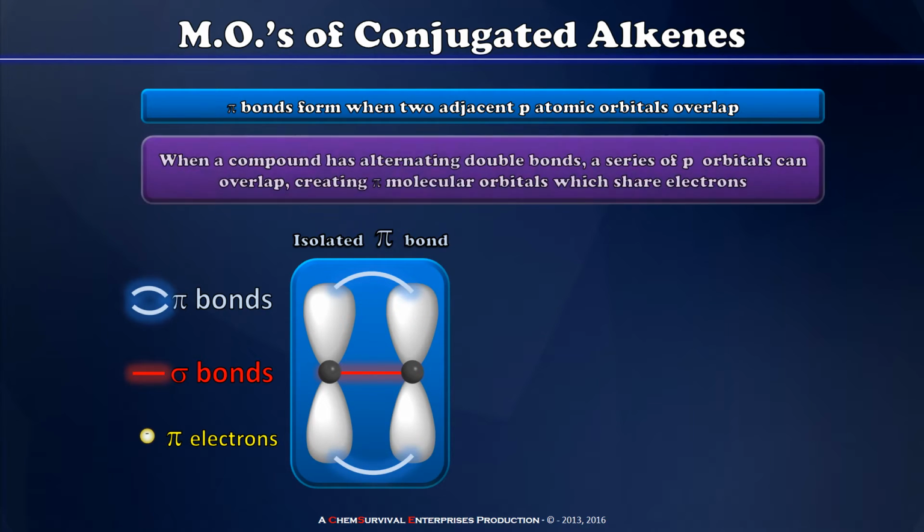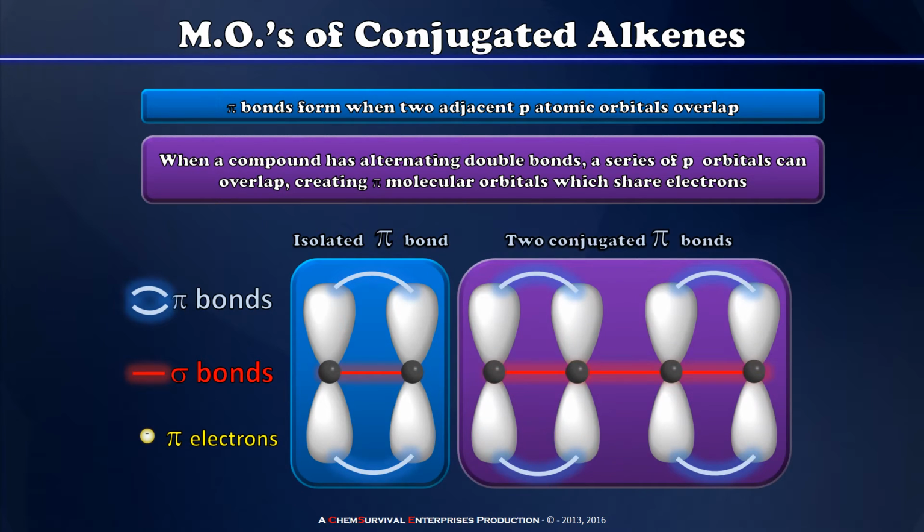Now, what's really interesting is when we have compounds with alternating double bonds. When this happens, a series of p atomic orbitals can overlap, creating a very large region in space through which electrons can move. In other words, if we were to draw two alternating pi bonds in the same fashion that we did before with our isolated bond, the electrons don't just move within their own isolated pi bond, but rather the entire system overlaps, creating a large region in space through which all the electrons can move.